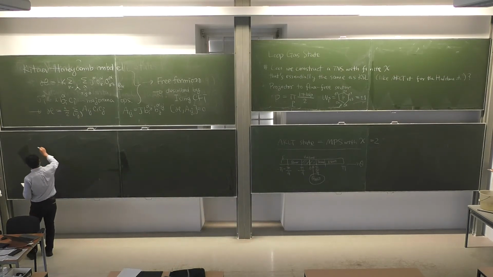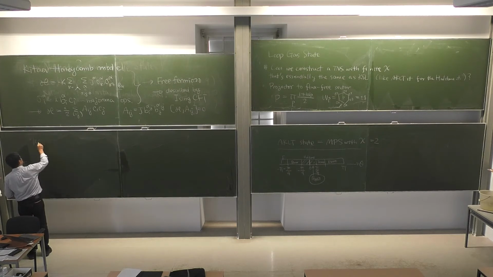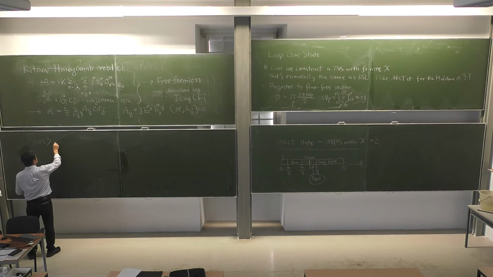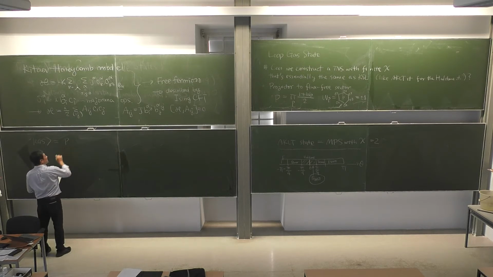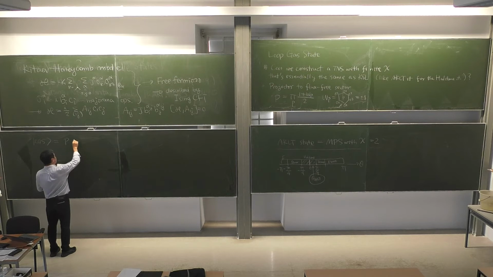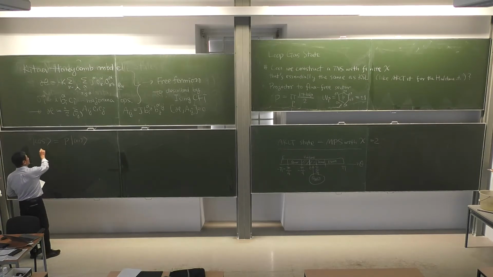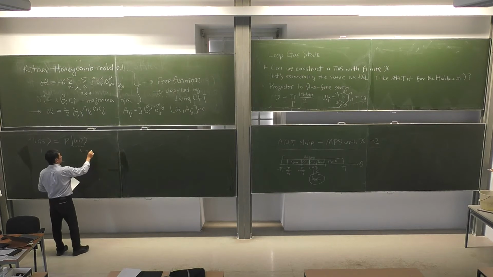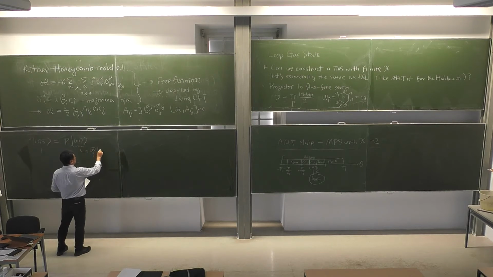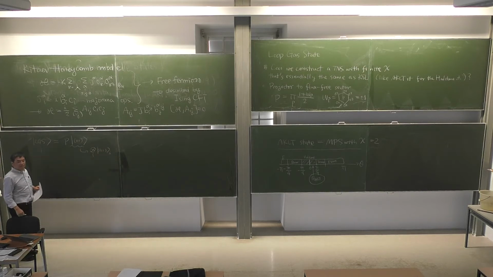So the definition of the loop gas state is very simple. The loop gas state is simply obtained by applying this projection operator to the flux-free sector on some very simple state. This is a product state in which all spins are fully polarized in one direction. Right, exactly.